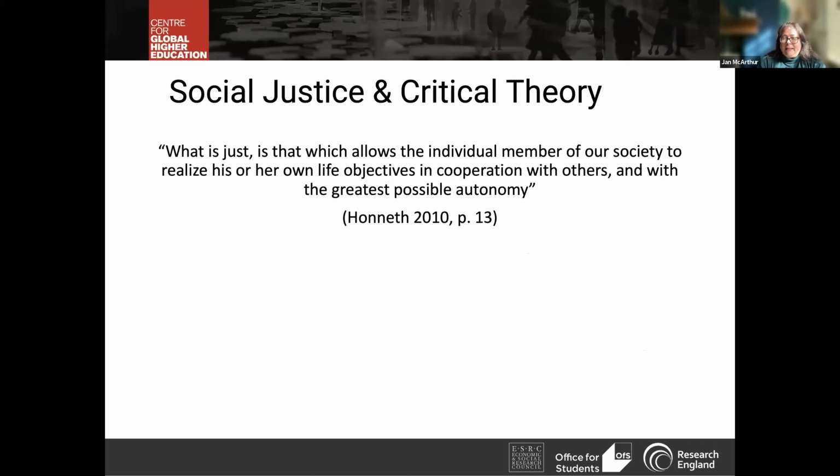The society group is a little different to the other groups. One way is that we began with a very strong normative belief in society and social justice. And we believe that it's important to be able to have some working definition of social justice. Otherwise, it just becomes some fluffy buzzword or feel-good term. So at my suggestion, we focused on this from Axel Honneth, who's a Frankfurt School critical theorist. What is just is that which allows the individual member of our society to realise his or her own life objectives in cooperation with others and with the greatest possible autonomy. And that wonderful paradox of cooperation and autonomy is at the heart of Frankfurt School critical theory, and we've used that to inform this project.